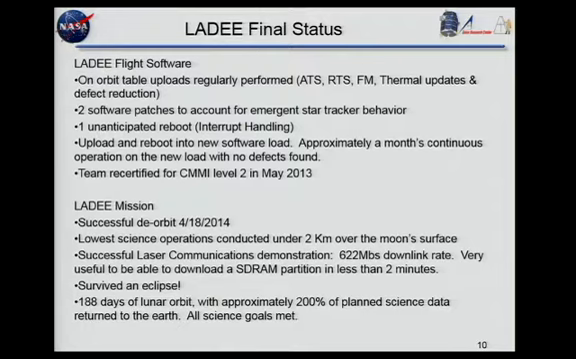As I said, we survived an eclipse. The only thing we lost was a pressure transducer, and we were able to work around that. So it was a spectacular engineering experiment and showed where the thermal modeling could perhaps be performed better for the next spacecraft. So basically, on a planned 100-day mission, we had 188 days of lunar orbit with approximately 200% of our planned science data returned to the Earth, and all of the science goals were met.